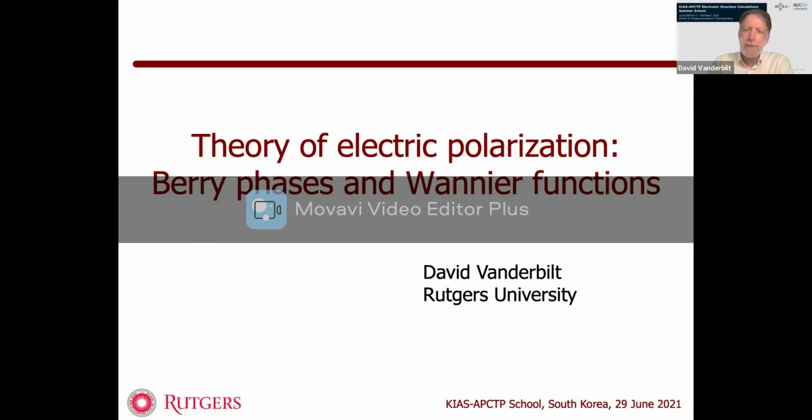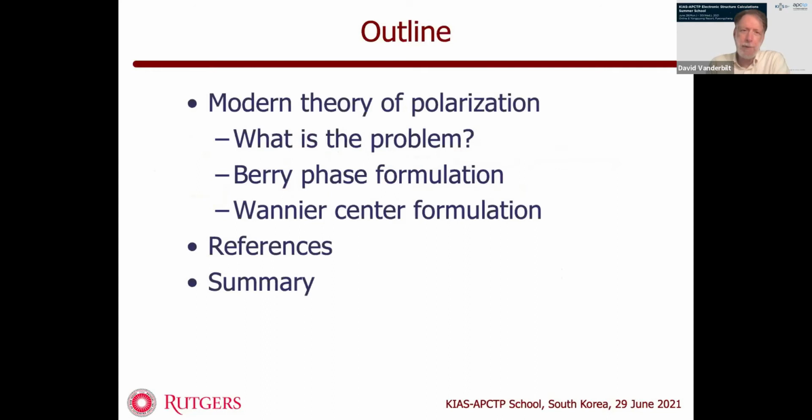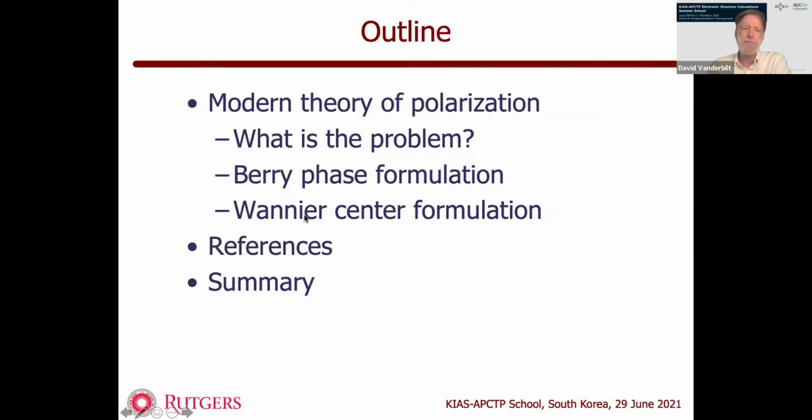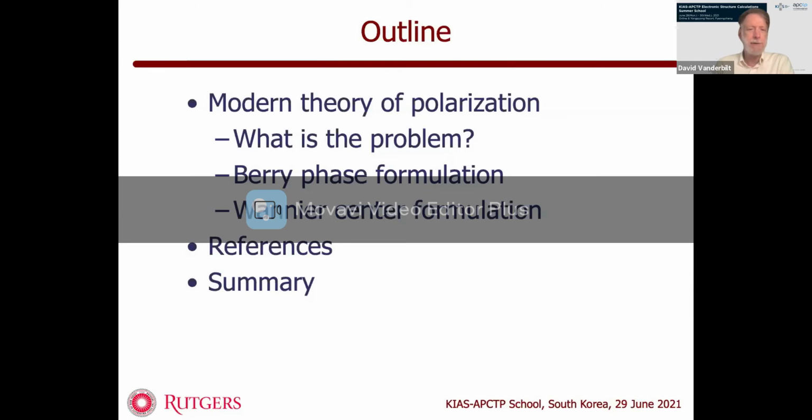My idea is to introduce what is now called the modern theory of polarization, although, as I said, it's not very modern anymore. Some people are changing the name. So I'll discuss what is the problem with the theory of polarization, what is the Berry phase formulation, and what is the Wannier center formulation. These two formulations turn out to be mathematically identical, but the derivations and the motivations are different. And so it's nice that by two different paths, one can arrive at what is essentially the same formulation.